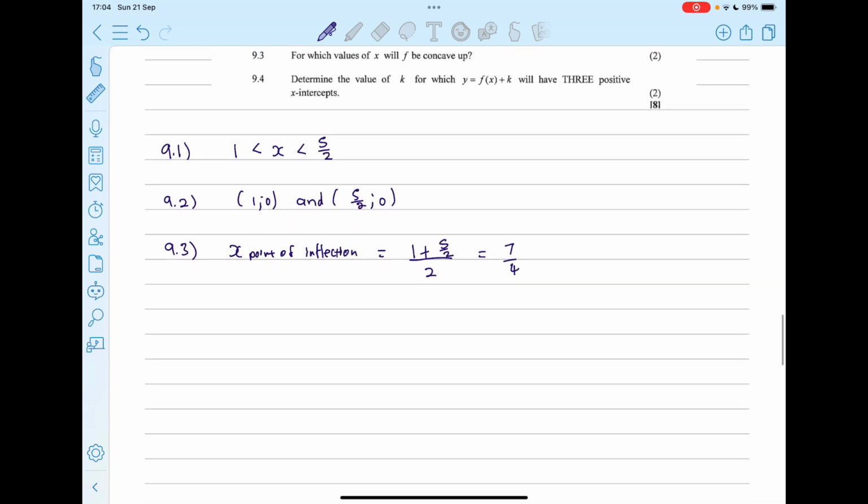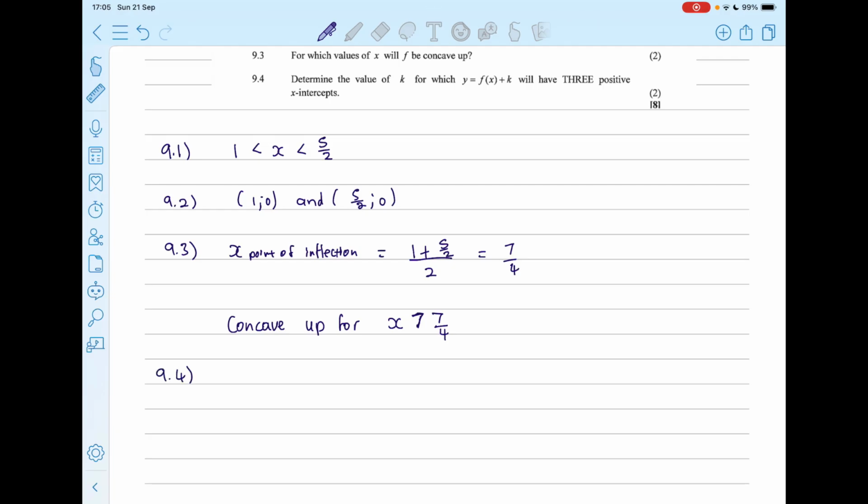So therefore, our function will be concave up for x being greater than 7 over 4. And that is our final solution.